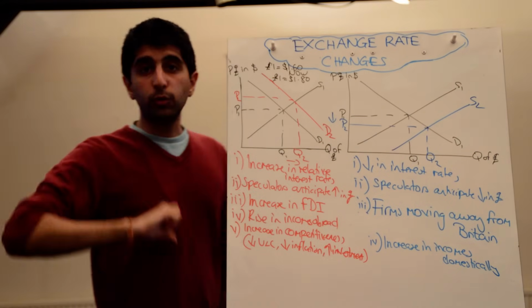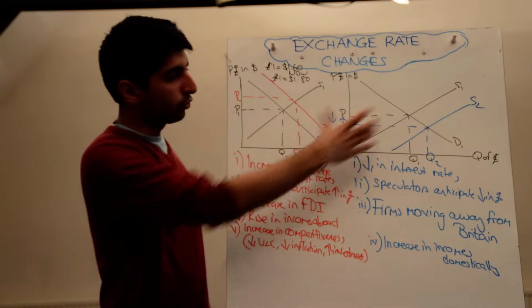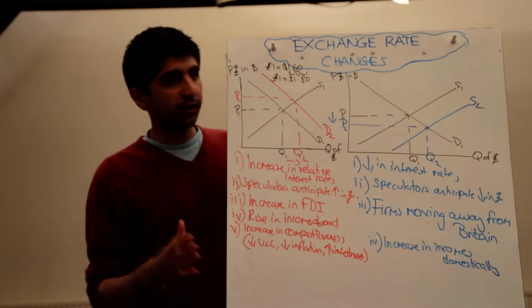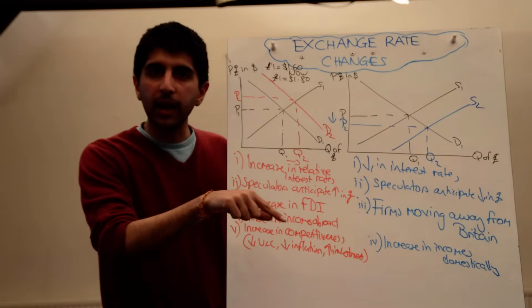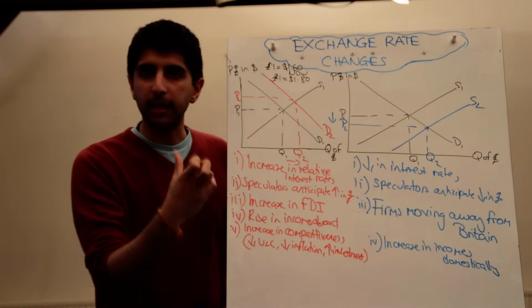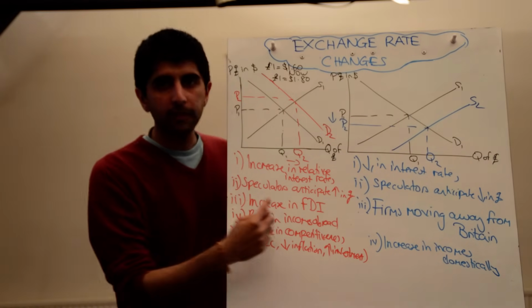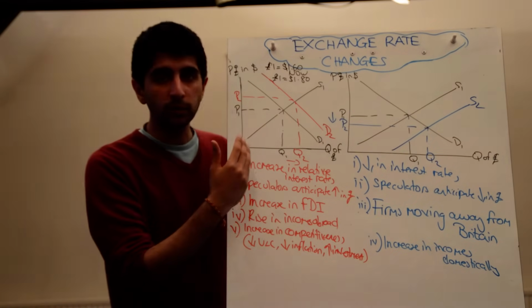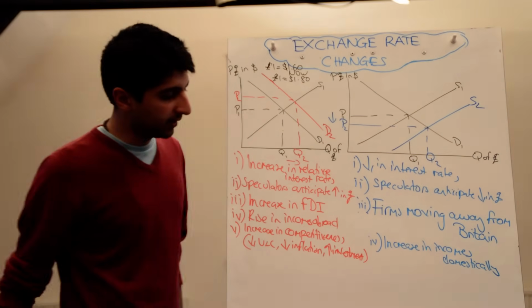Maybe speculators, who are just traders who trade in the foreign exchange markets, if they anticipate a rise in the pound, they're going to think, well, quickly, move my money into pounds. Quickly, let it rise in value and then take it away so I can make a profit. So if they anticipate a rise in the pound, they're going to move their money into pounds, increasing the demand for the pound, causing it to appreciate in value.